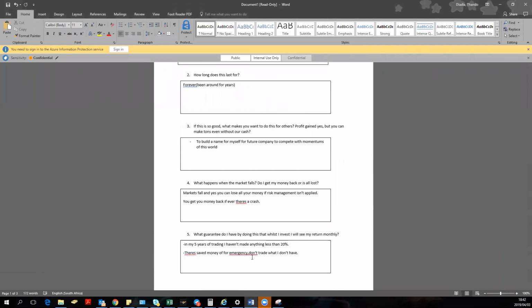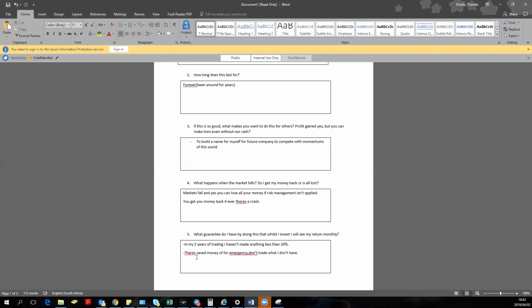Okay. Number 5, what guarantees do I have in doing this that whilst I invest, I will see my returns monthly? In my 5 years of trading, I haven't made anything less than 20% per month, and I'm still consistent. I do save money for emergencies, like I said, in my savings pocket. Markets can crash, but they don't crash all the time. They could crash once every 5 years, but I do keep savings for that instance from the profits that I've made from the market. So it's not difficult to get those returns.